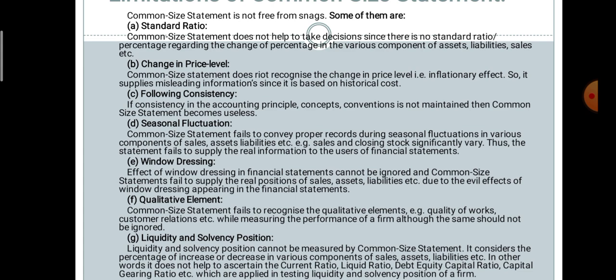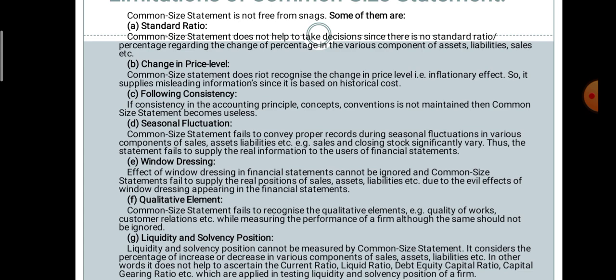Liquidity and solvency position. Liquidity and solvency position cannot be measured by common size statements because they consider the percentage of increase or decrease in various components of sales, assets, liabilities, etc. In other words, it does not help to ascertain the current ratio, liquid ratio, debt equity ratio, capital gearing ratio, etc., which are applied in testing the liquidity and solvency position of the firm.